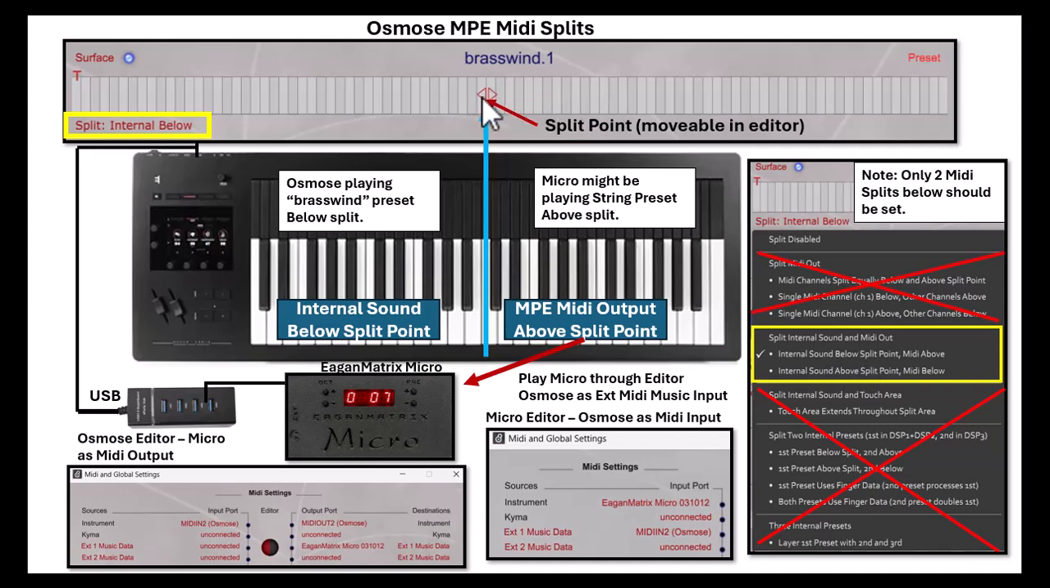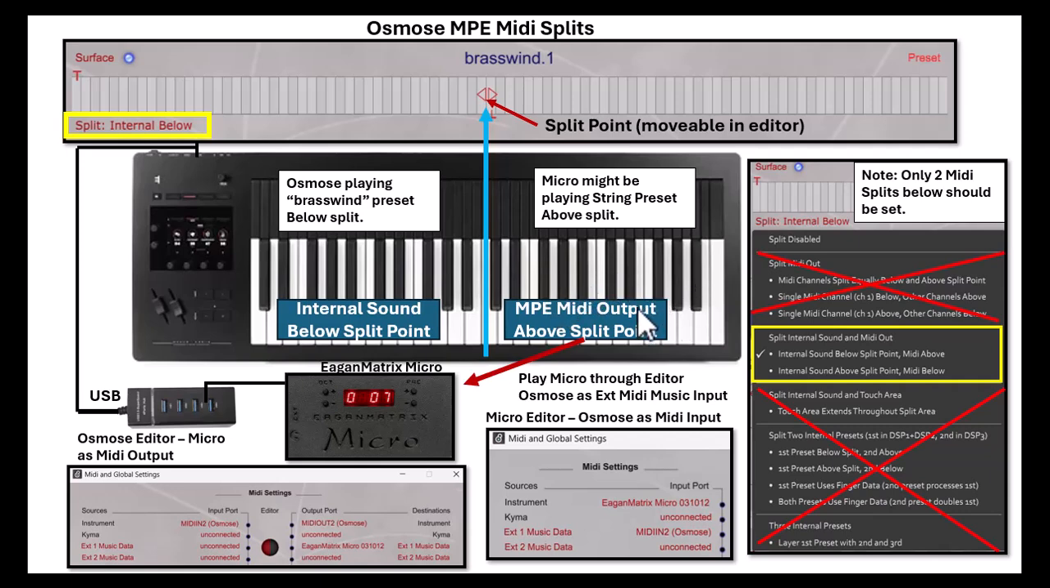You can drag these two triangles left and right to move that split point. And then you can select whether you want your internal sound to be below the split point or above the split point. What this will do is, if you set your internal sound below the split point, when you play beneath that, you'll be playing whatever your preset is, but above that will be output on MPE MIDI channels.